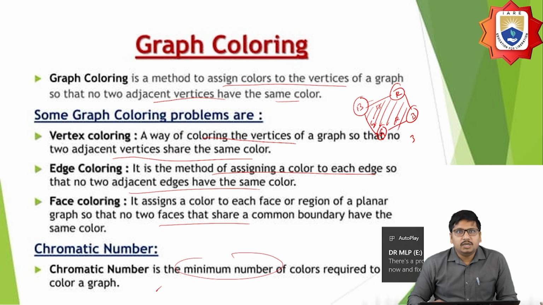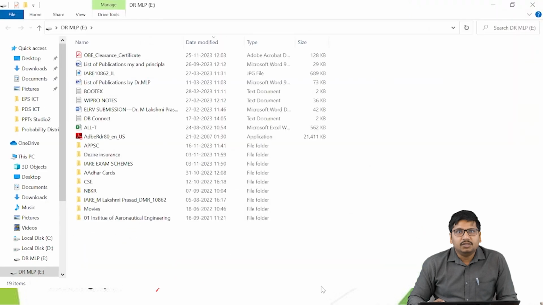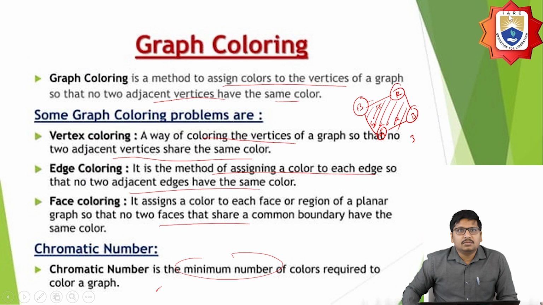such that no two adjacent vertices share a common color. And vertex coloring is a way of coloring the vertices of the graph so that no two adjacent vertices share a common color. And edge coloring means this is the method of assigning a color to each edge so that no two adjacent edges have the same color. And face coloring means it assigns a color to each face or region such that no two faces share a common boundary. And chromatic number is the number of colors that are required to color the graph.